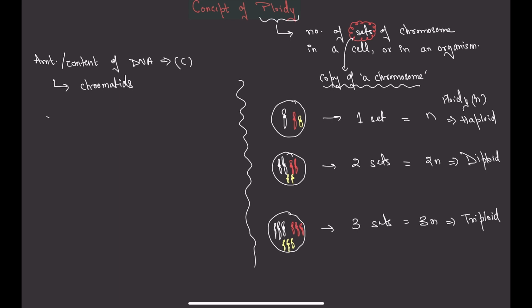Let's say in a cell there is this one chromosome present. How can I say this is one chromosome? Just look at the centromere. One centromere, this is the centromere region. So if there is one centromere, I can say this is one chromosome. But in this chromosome, how many chromatids are there? Just a single chromatid, single DNA thread. That is why this is condition C. It is just C.